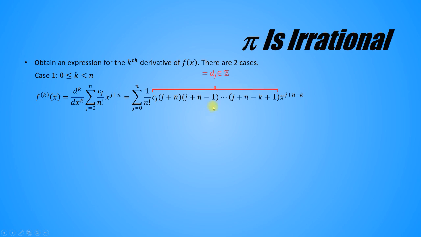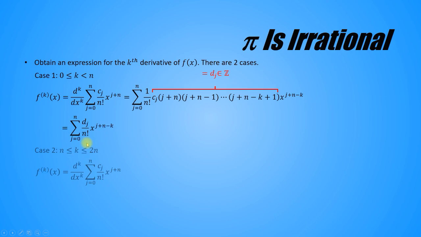Now once again, we don't care about the particular form of these coefficients. All we care about is that they're integers. So this whole mess from c_j all the way down to (j + n - k + 1), I'm just going to call that d_j and note that it's an integer. And the kth derivative cleans up like this.